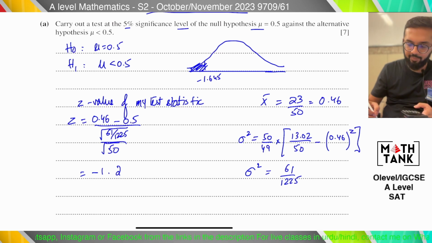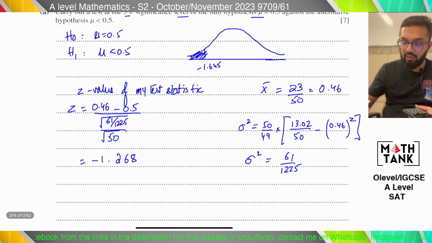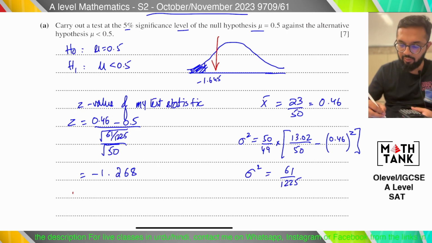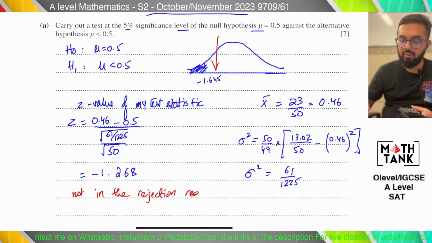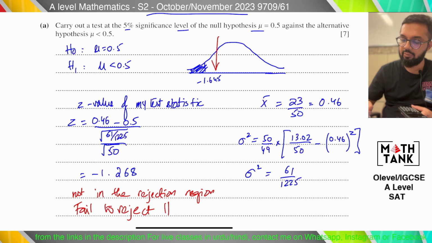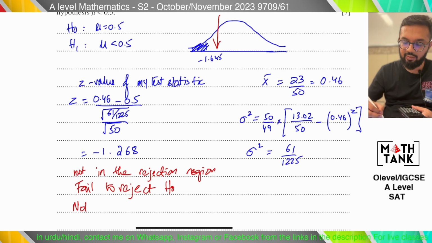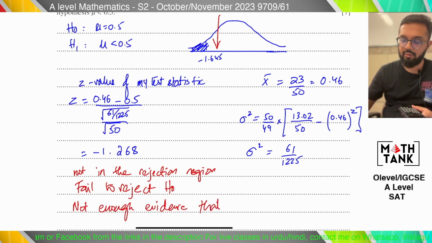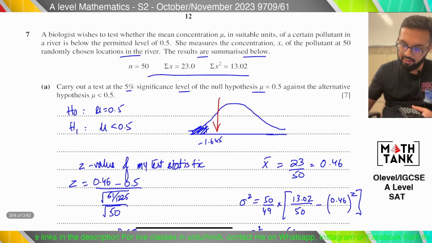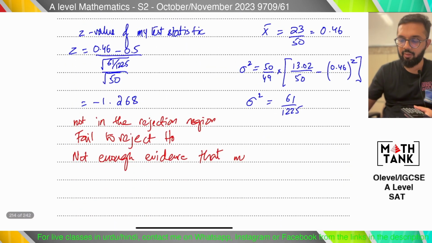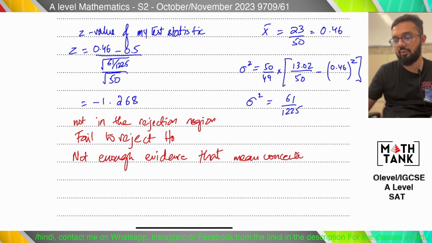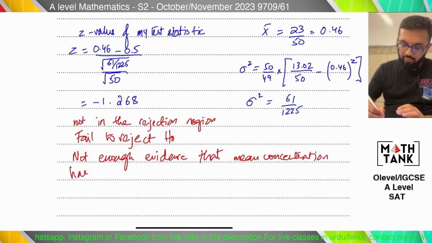Minus 1.268. Is this in the rejection region? No, this is not in the rejection region. Fail to reject H naught, and say that there is not enough evidence that the mean concentration has changed.